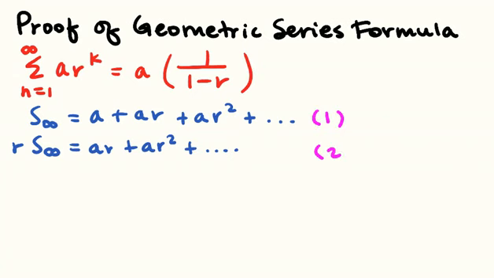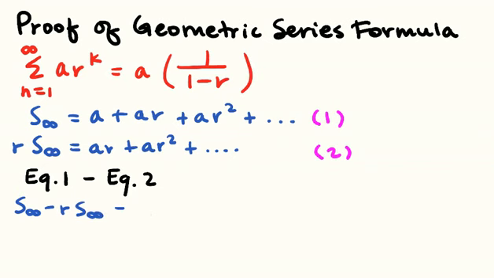And just like at the beginning of this course when we were doing substitution and elimination, I'm going to eliminate by subtracting equation 1 minus equation 2. Okay, so I'm going to have now S infinity minus r times S infinity equals a plus, well, again, ar minus ar is 0, ar squared minus ar squared is 0. All the rest will have their friend all the way up to infinity. And so I have just a plus a bunch of zeros.